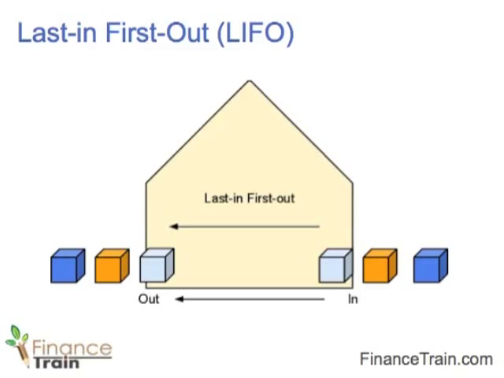This method is allowed only in US GAAP. If the prices are rising, then the higher cost will reflect in the cost of sales. Alternatively, if the prices are declining, the lower prices will be assigned to sales.